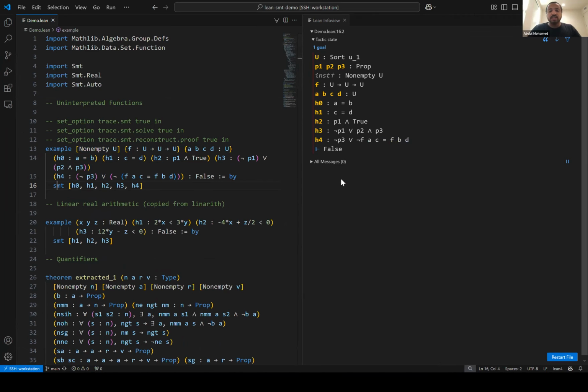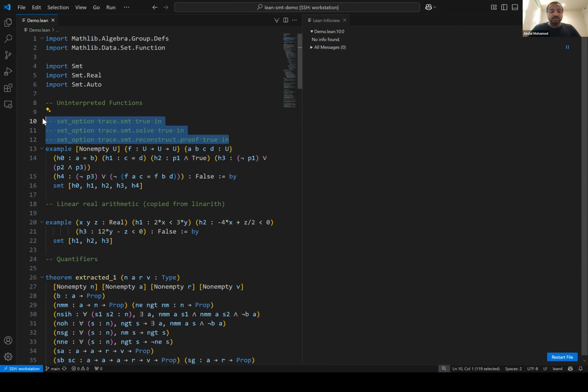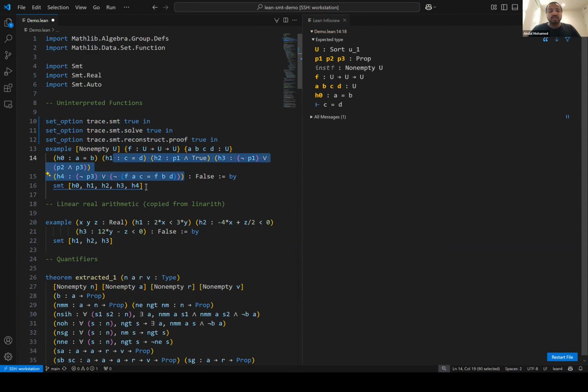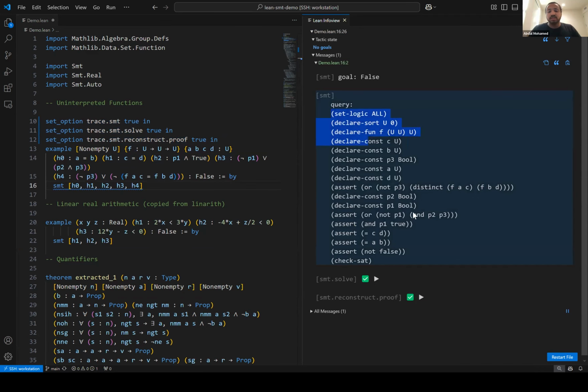So here you can see that the tactic can basically go and handle this. But this is a simple example that's basically to show you what things look like internally. So we start with the goal, false, and then we look at what we need to prove the goal, which are the hypotheses here. So we go and generate the SMT-LIB query corresponding to those.